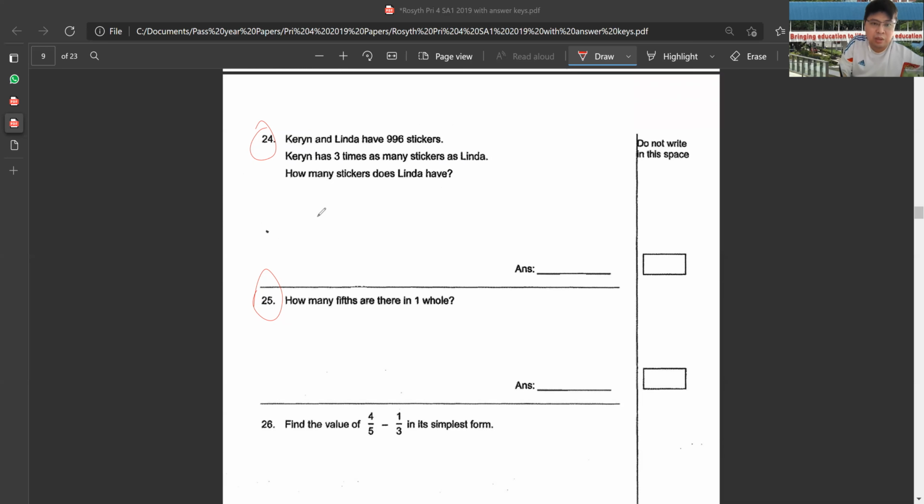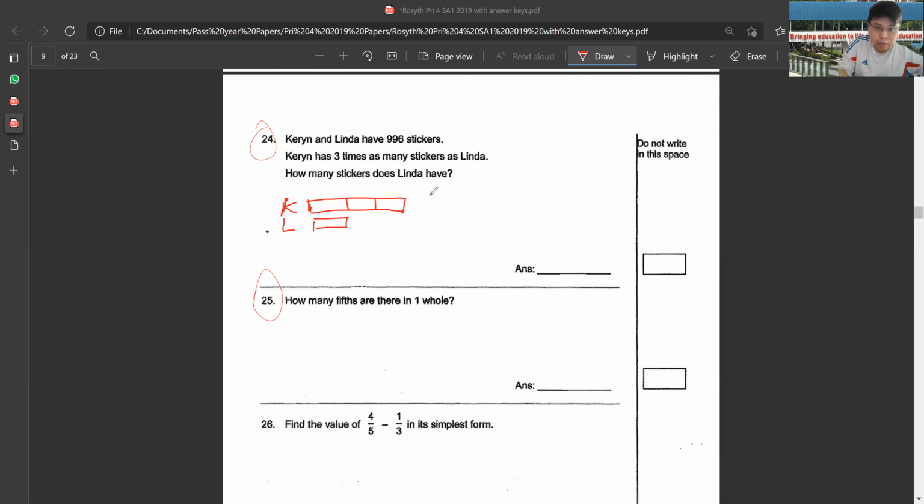Divide. Okay, tell me what divide by what? 996 divided by 2. No, you don't divide by 2. Divide by... In this case, you don't know divide by what, right? You draw a model to decide. Do you even draw the model? The question said 3 times, right? Yes.